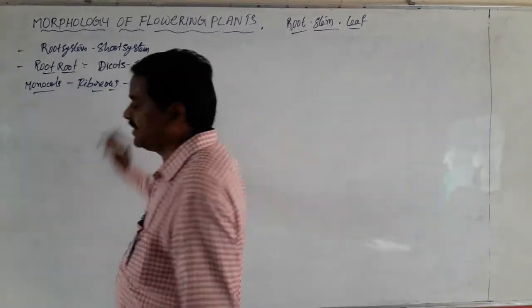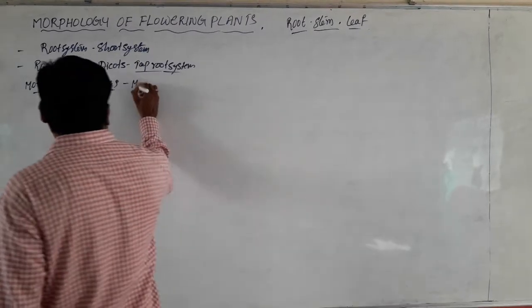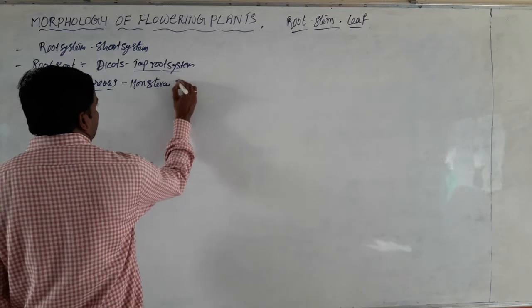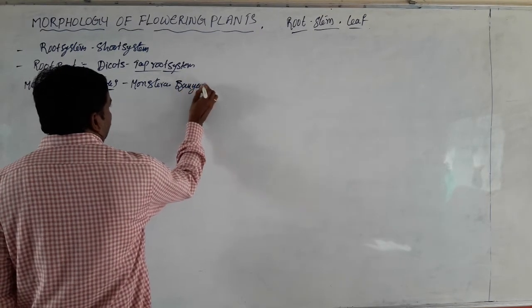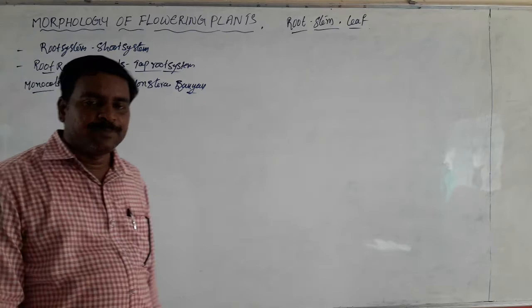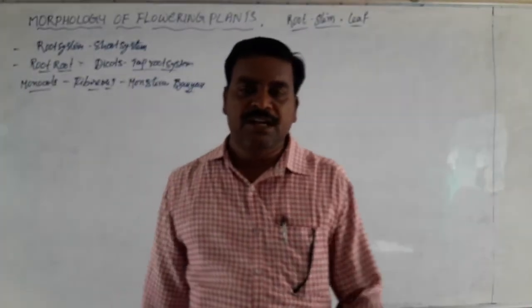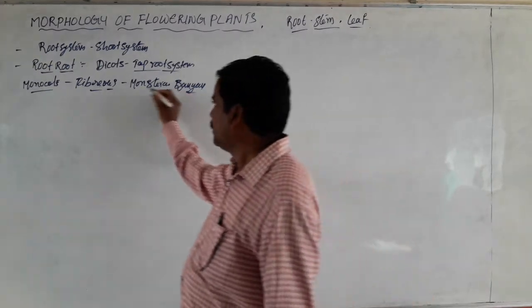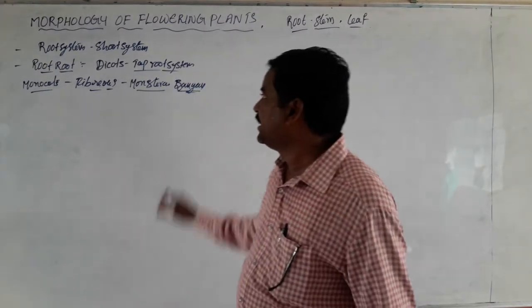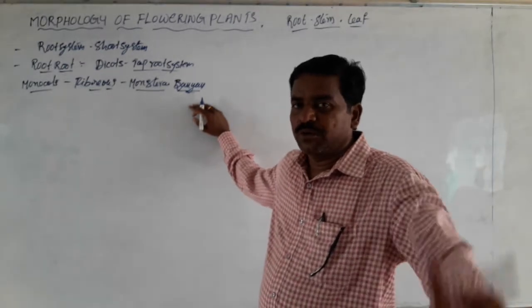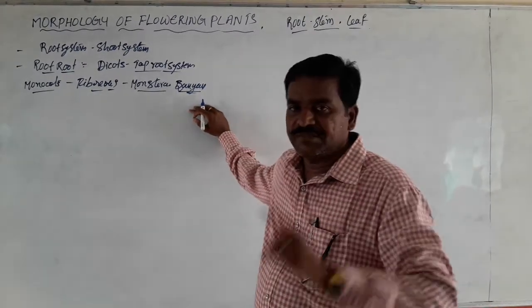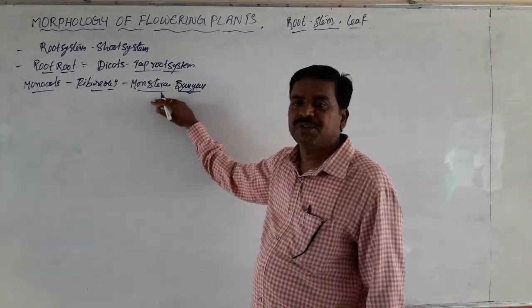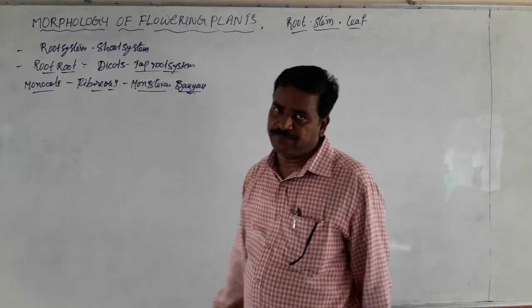But in some plants, like monstera and banyan, roots may develop from any part of the plant body other than the radicle. Such roots are called adventitious roots. Example, monstera and banyan. So, root systems are of two types: taproot system and fibrous root system. And adventitious root system is also found in some plants like monstera and banyan.